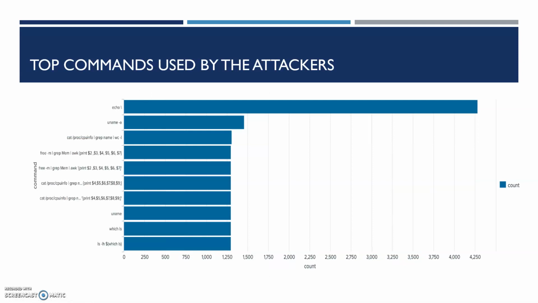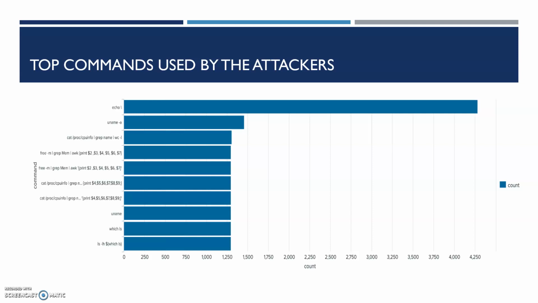So moving on to the top commands used by the attacker. When an attacker gets in, what do they do? Well, basically they use commands to look into our system. And as you can see in this graph, the top command that was used was echo. Now this command is basically used to output text. For whatever reasons they use this command.